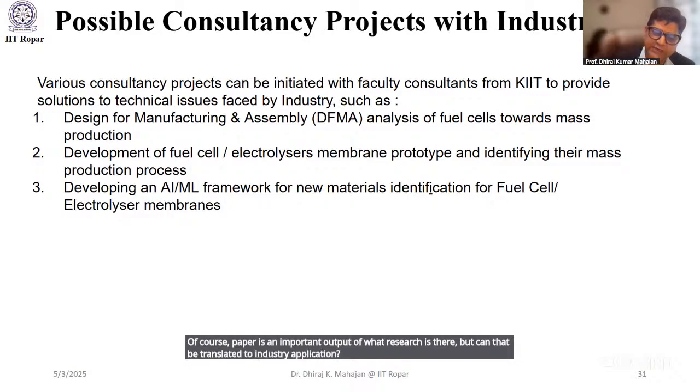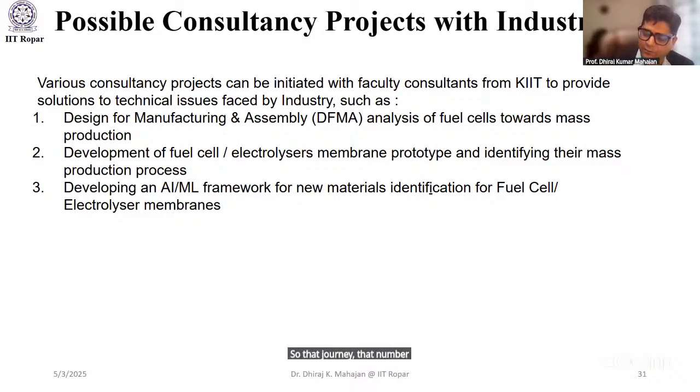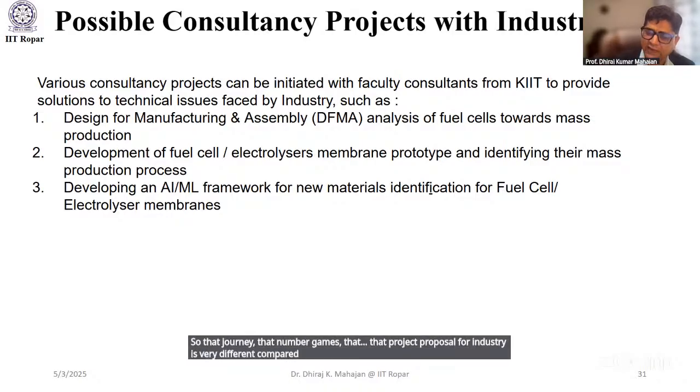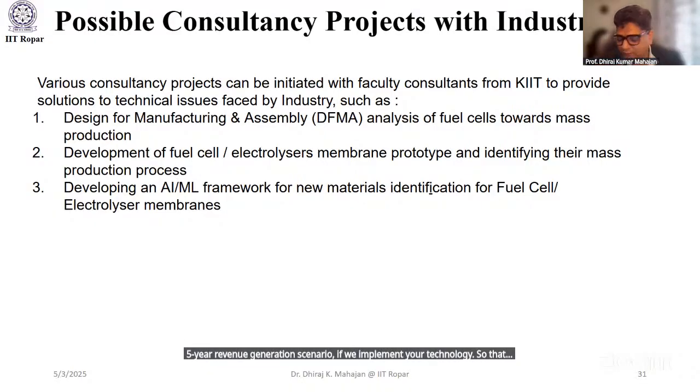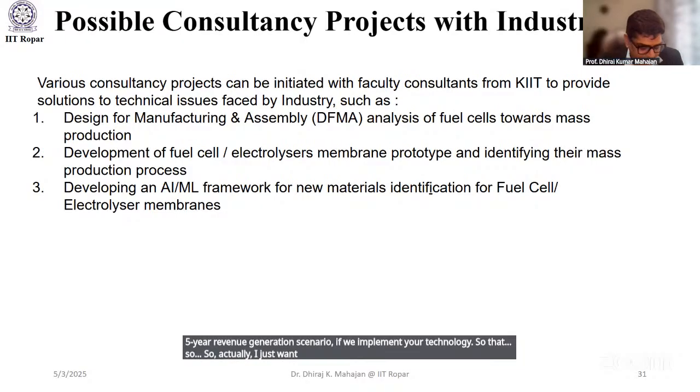So that journey, that numbers game, that project proposal for industry is very different compared to a funding agency. They need numbers, they need projections, like what is the 5-year funding, 5-year revenue generation scenario if we implement your technology. So actually, I just want to give an example.